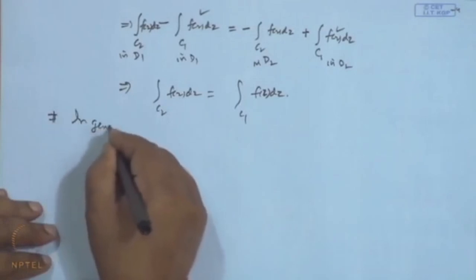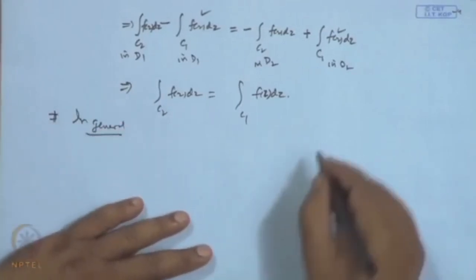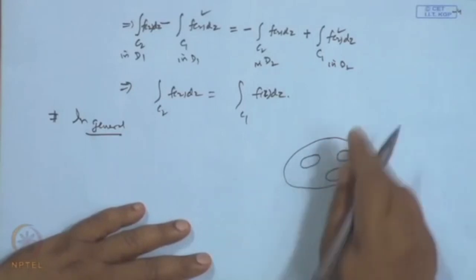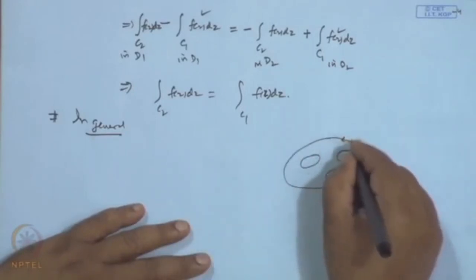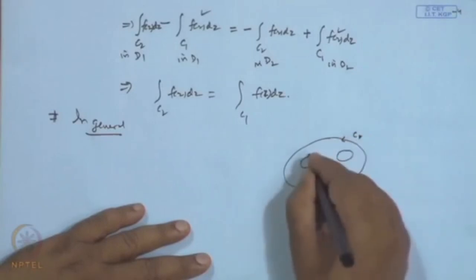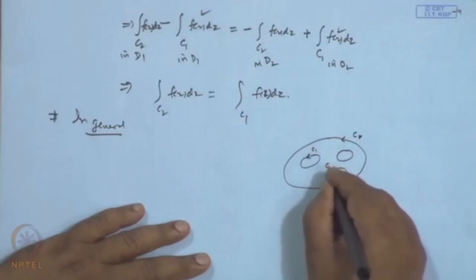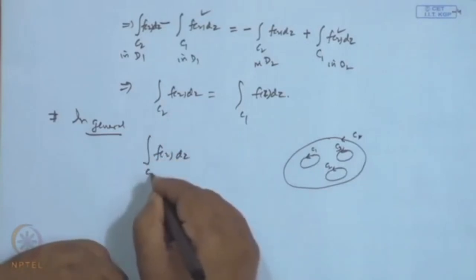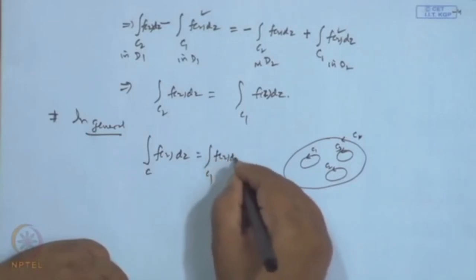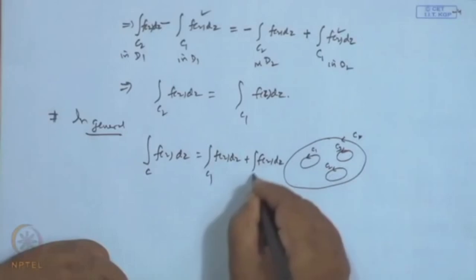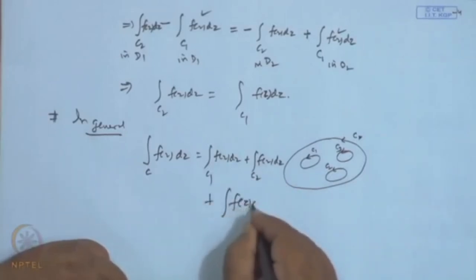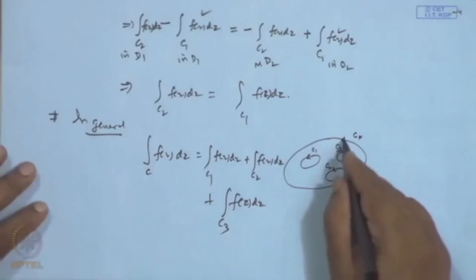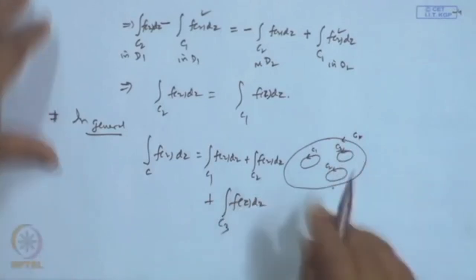Now this can be extended in general. Suppose this is our domain where there are many holes, say these holes. So, it is a multiply connected domain and the boundaries are C1, this is the boundary, say C2, this is the boundary, say C3. In the same direction, the line integral of the function f(z) dz along C will be the same as the line integral along C1 plus the line integral along C2 plus the line integral along C3. Now, the direction of C and the direction of C1, C2, C3 must be the same, either both clockwise or anti-clockwise, it hardly matters.